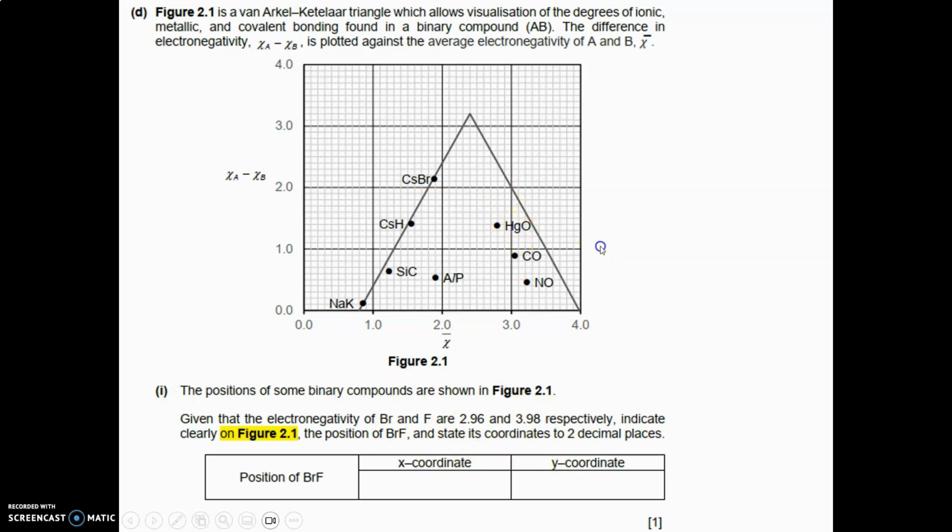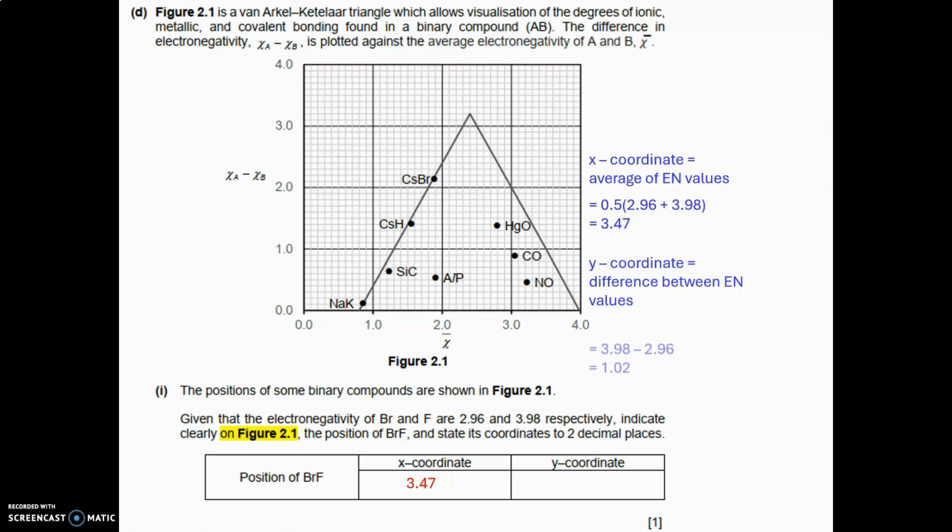figure 2.1. So first thing, the x coordinate will be the average of the electronegativity values. So you just take the electronegativity values of Br and F, add together, divide by 2 to find the average, which is 3.47. And the y coordinate will be the difference, which will be 3.98 minus 2.96, which is 1.02. So now that you have this, you can plot it on the graph. It will occupy this position on the graph. As long as your coordinate is plotted roughly correctly, you should get the mark.